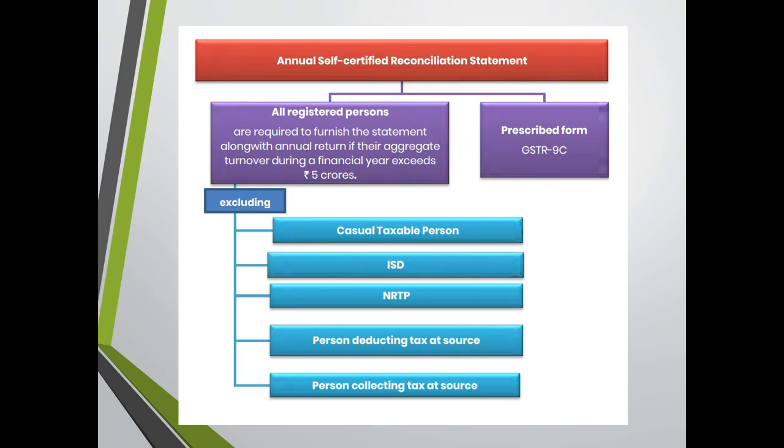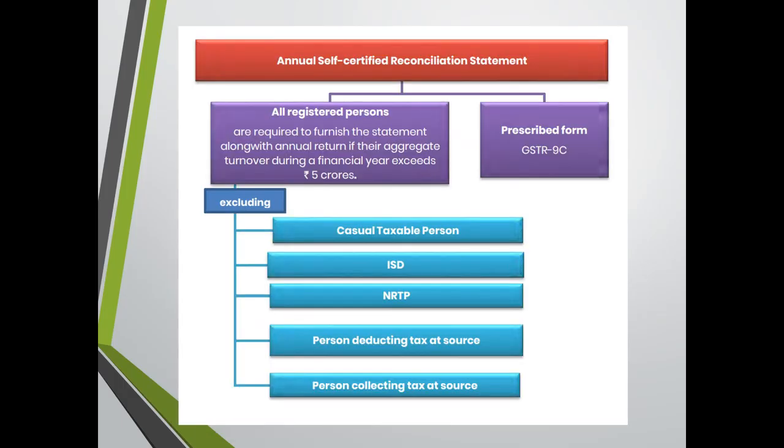Now, regarding the annual certified, self-certified reconciliation, I was mentioning, if your turnover is more than 5 crore, then this 9C would be applicable. A casual taxable person, input service distributor, NRTP, TDS and TCS persons are not required to submit a reconciliation statement as usual. 9C is also not required to be submitted by these persons.